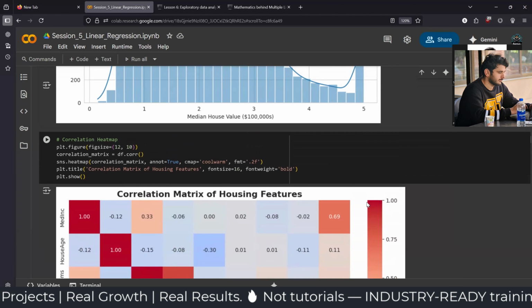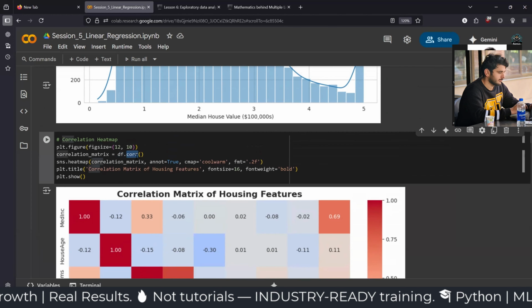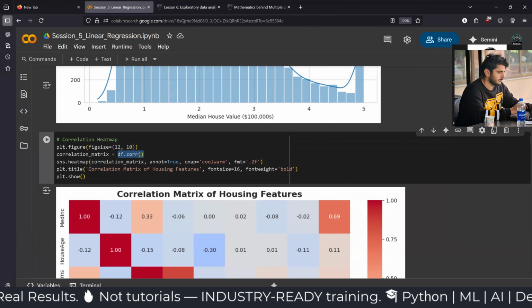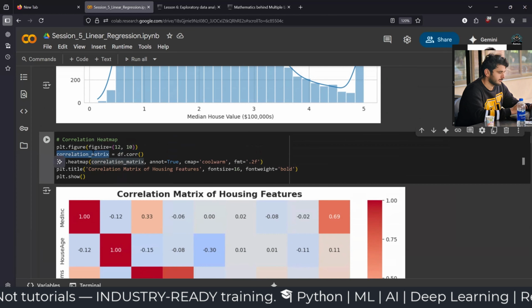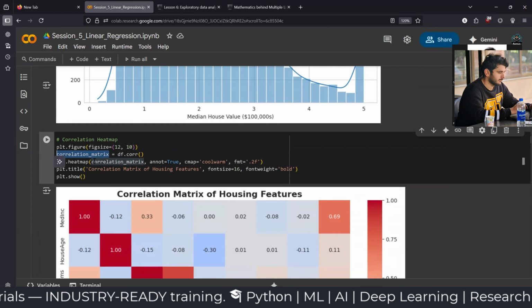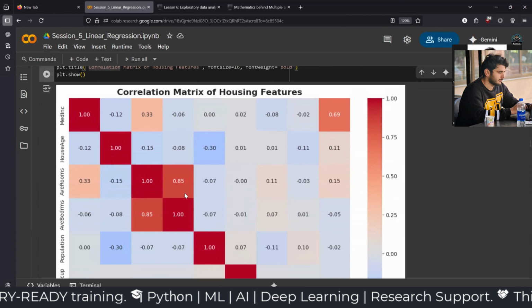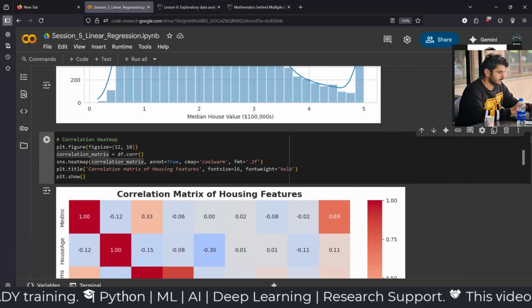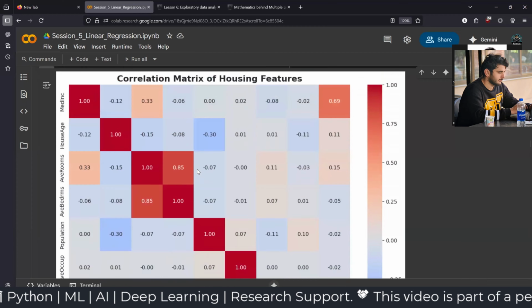Finding correlation is quite simple. All you need to do is just use df.corr(). This is a function that finds the correlation, and you can save it as a matrix here. We're using correlation_matrix, and you can give it any name. A better approach is to plot the matrix so you can clearly visualize it based on the colors.